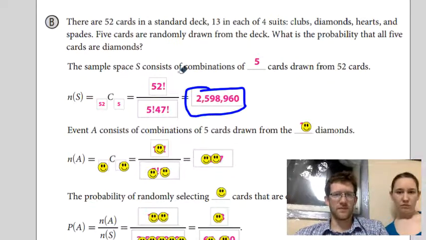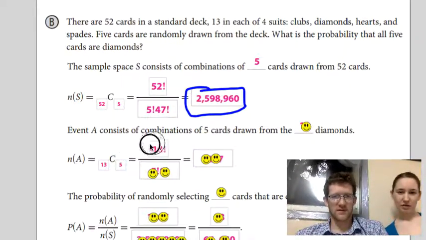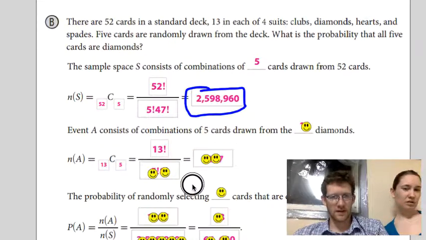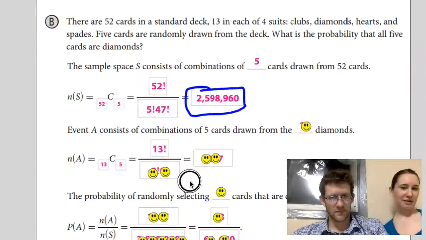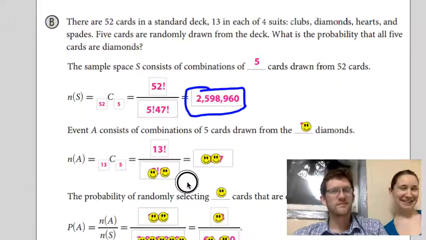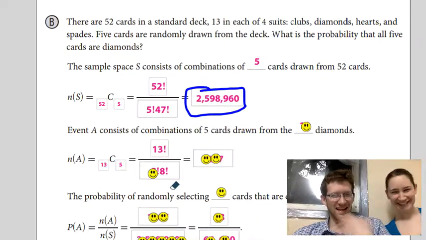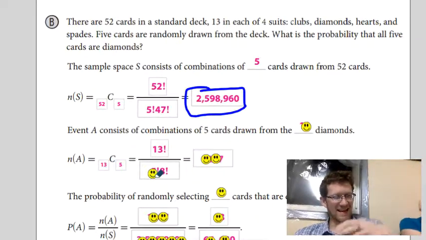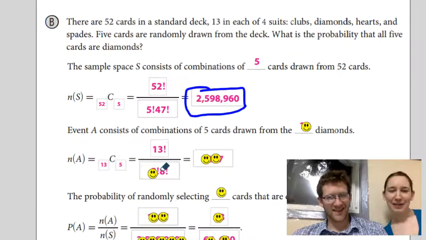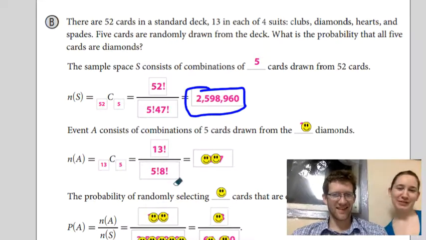Well, there's a bunch of them that contain all diamonds. How many diamonds are there? 13. Yep, and we're going to choose how many of them? 5. So that gives us 13 factorial over 13 minus 5, which is 8. Yep, good job. 8 factorial and 5 factorial. Yes.